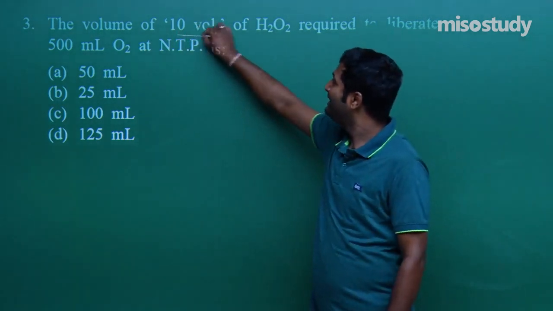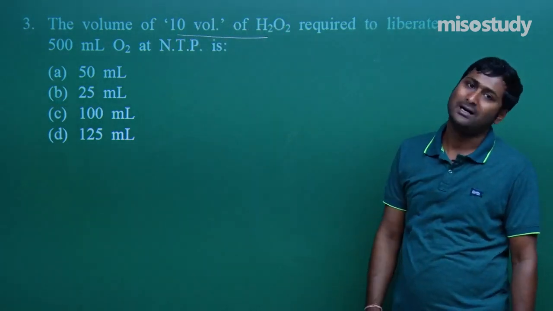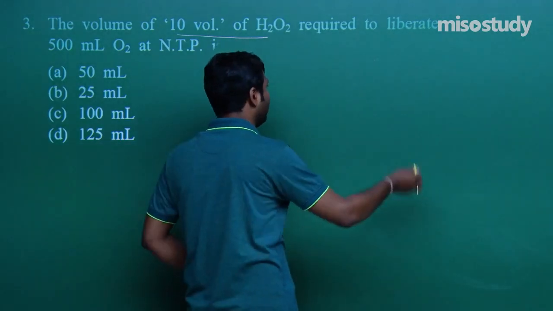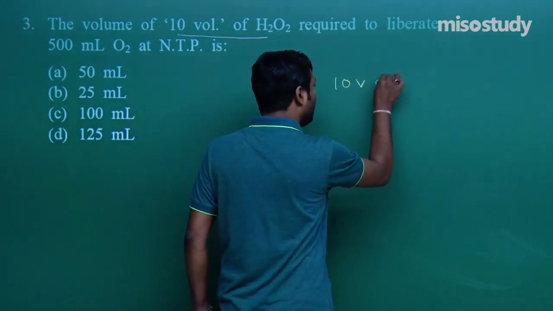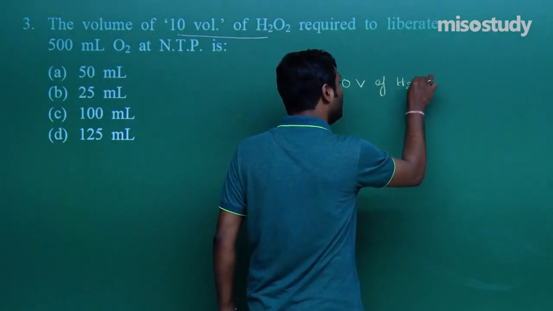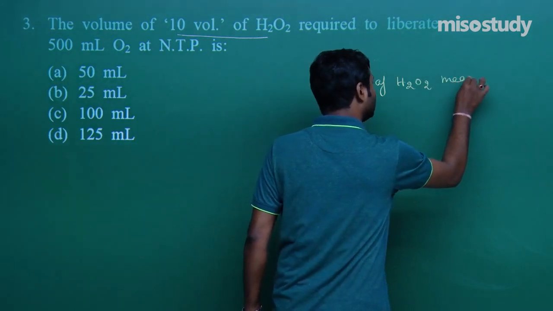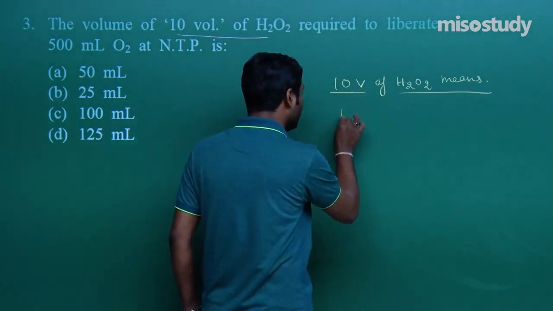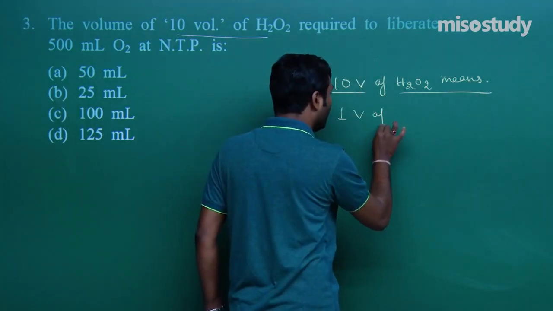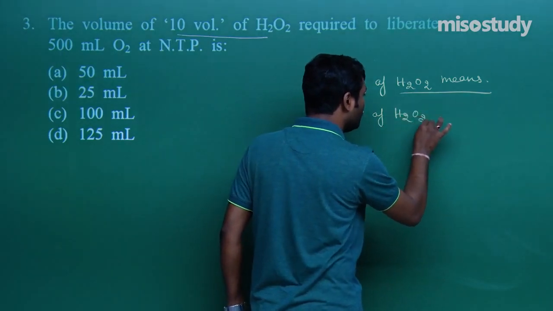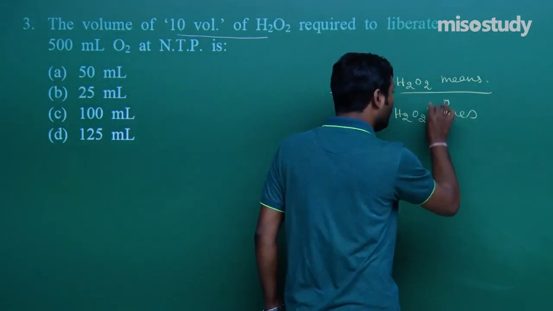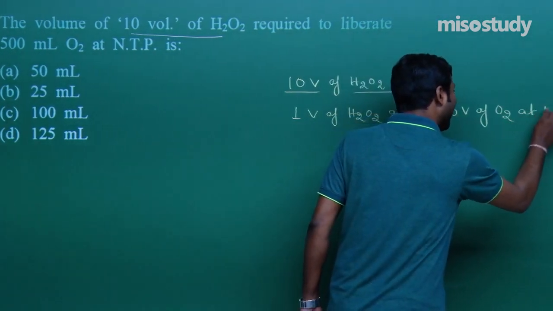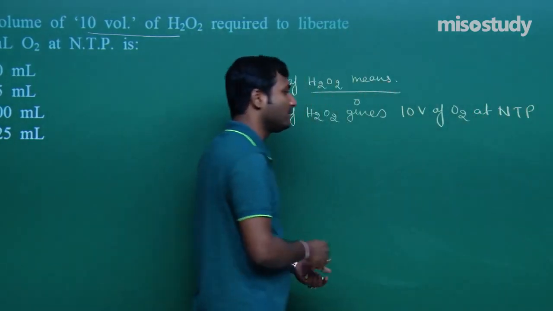Look at this, here is given 10 volume of H2O2. What does it mean? Listen carefully. I am giving you a detailed solution. That is, 10 volume of H2O2 means, do you remember this? 1 volume of H2O2 gives you 10 volume of O2 at NTP. This is the meaning of the statement.